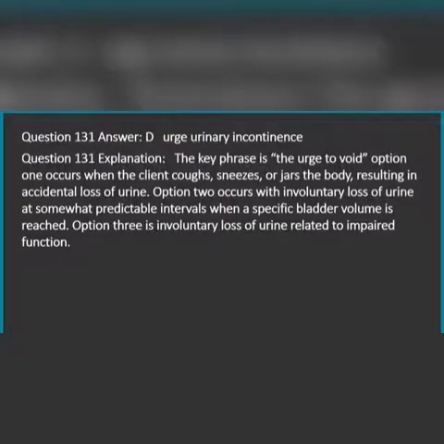Question 131. Explanation: the key phrase is the urge to void. Option 1 occurs when the client coughs, sneezes, or jars the body, resulting in accidental loss of urine. Option 2 occurs with involuntary loss of urine at somewhat predictable intervals when a specific bladder volume is reached. Option 3 is involuntary loss of urine related to impaired function.